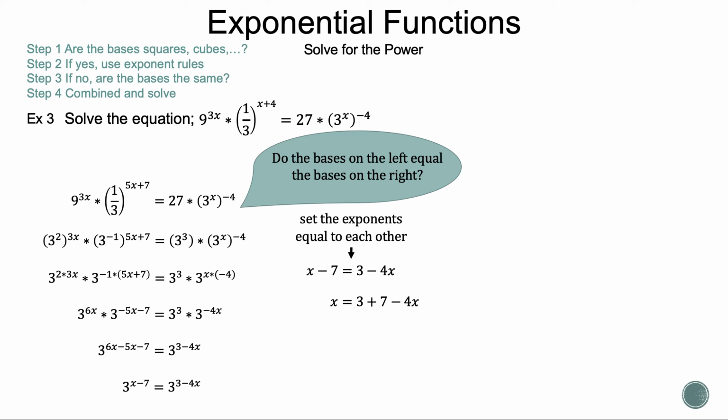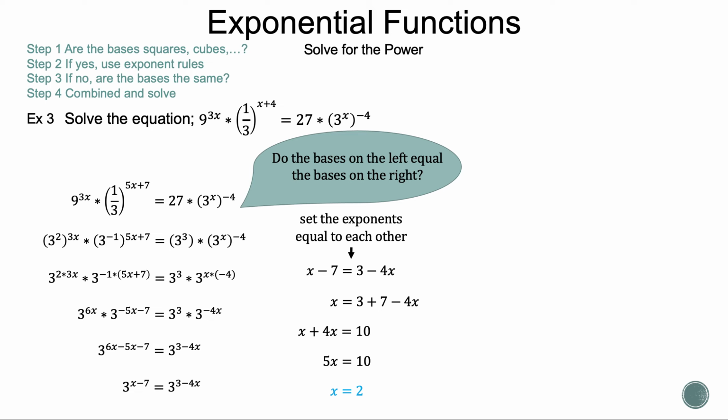Let's add 7 to each side. Now let's add 3 and 7 and add 4x to both sides. So we have x plus 4x is equal to 10. Let's add x and 4x. So we have 5x is equal to 10. Let's divide both sides by 5. So now we have x is equal to 2. And that is example 3.